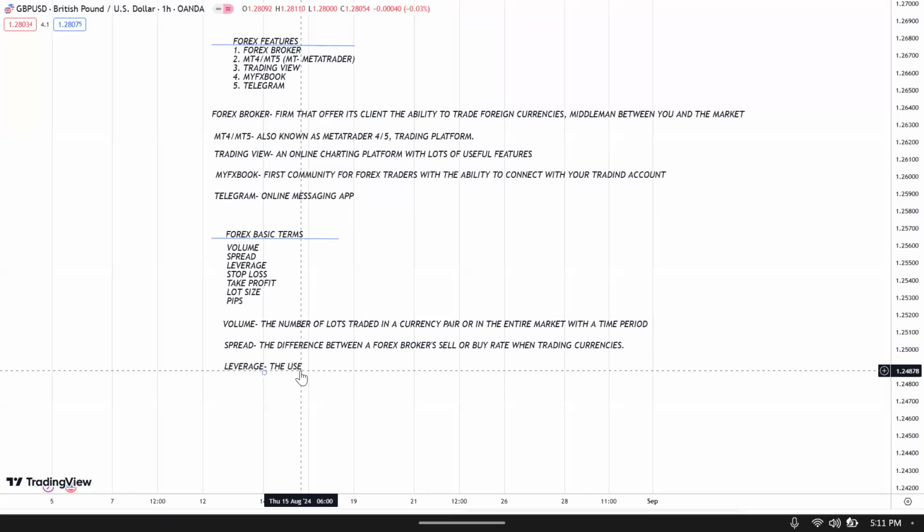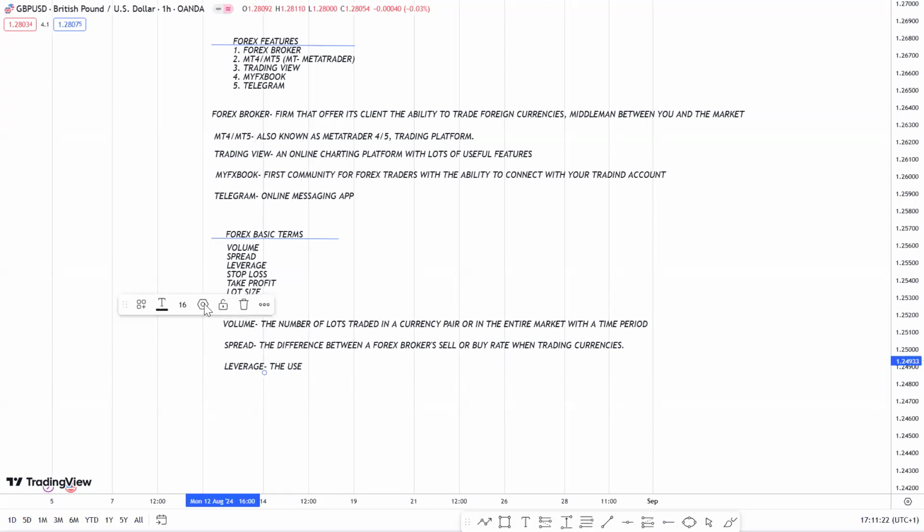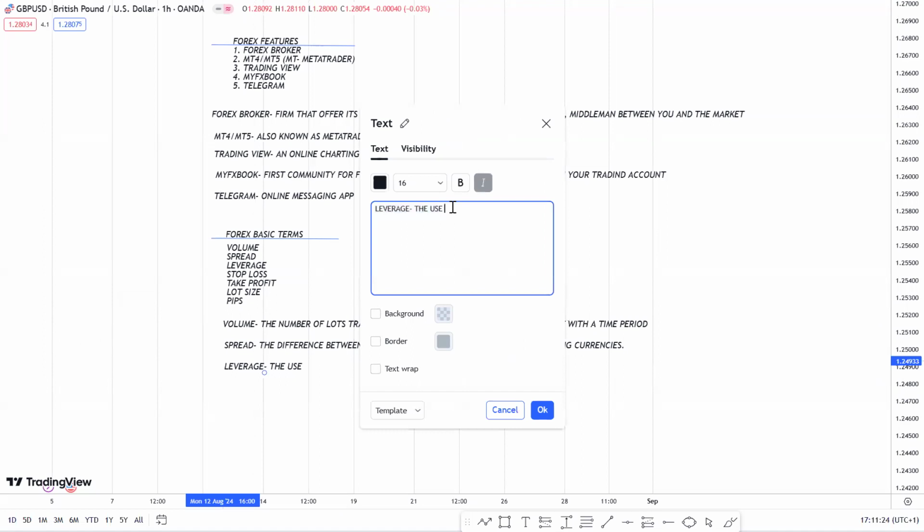So back to it. Leverage is the use of borrowed funds.